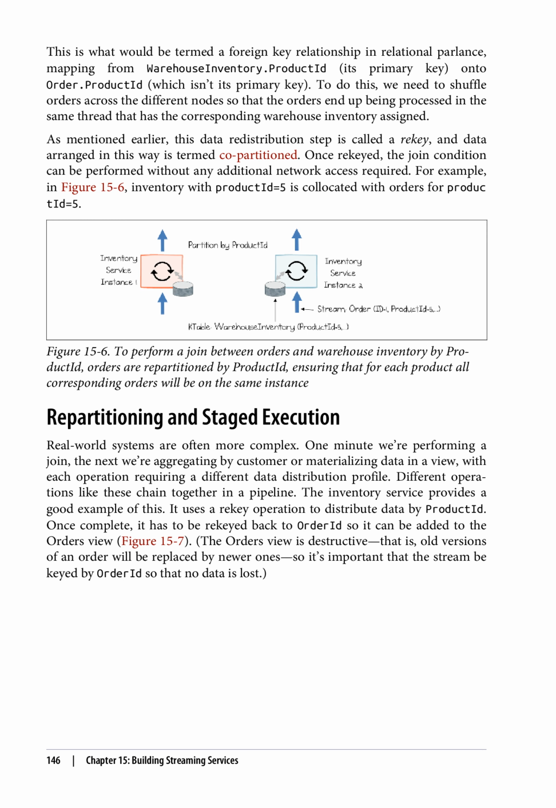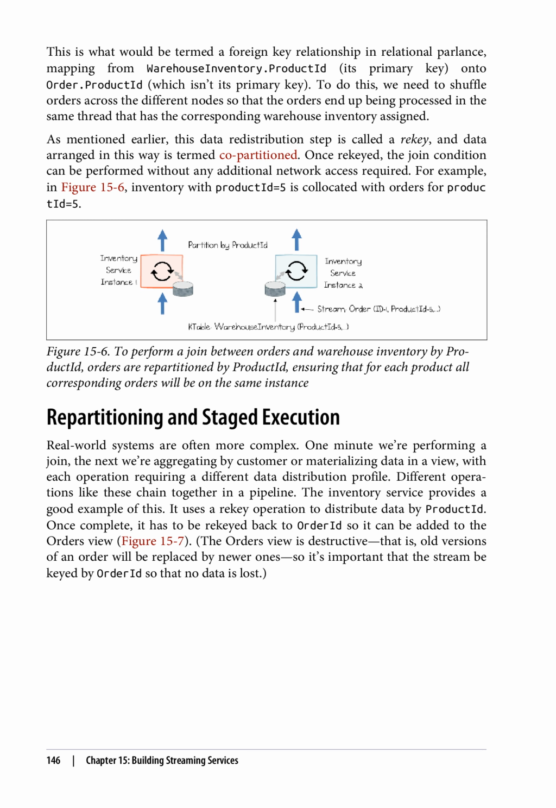From warehouse inventory.product_id. This is what would be termed a foreign key relationship in relational parlance, mapping its primary key onto order.product_id, which isn't its primary key. To do this, we need to shuffle orders across the different nodes so that the orders end up being processed in the same thread that has the corresponding warehouse inventory assigned.